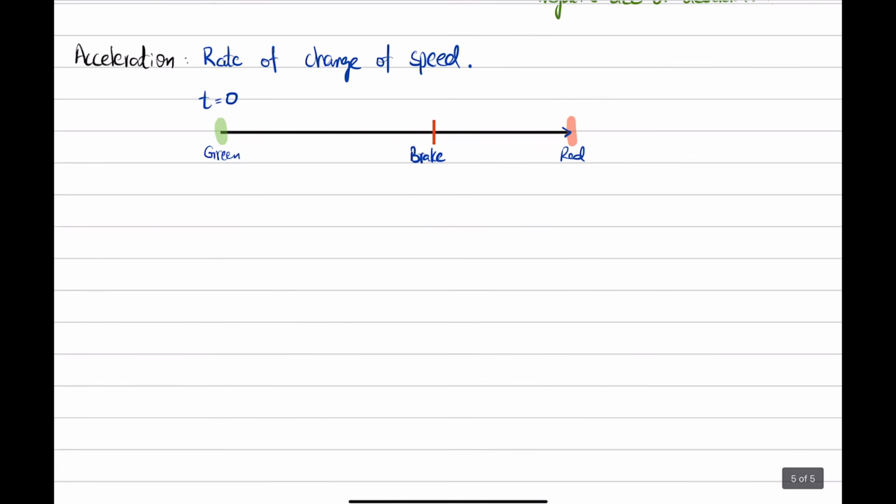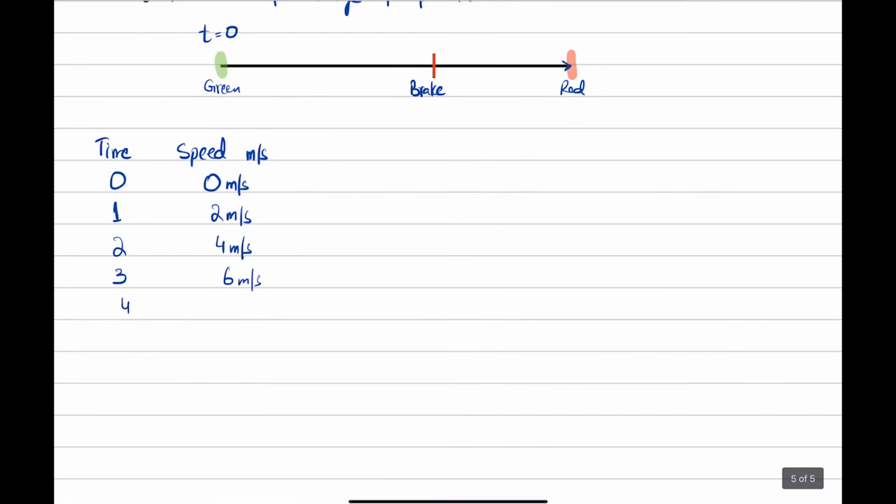Now let's see what's happening to the speed during this journey. Here I'm going to write down the time, and here I will write down the speed in meters per second. At 0 seconds your speed is 0. Let's say a second passes and now your speed is 2 meters per second. Another second passes by and now your speed is 4 meters per second. Another second passes by and now your speed is 6 meters per second. Sorry, not centimeters per second, meters per second. Just like that, another second passes by, now your speed is 8. Another second passes by, now your speed is 10. Another second passes by, now your speed is 12.